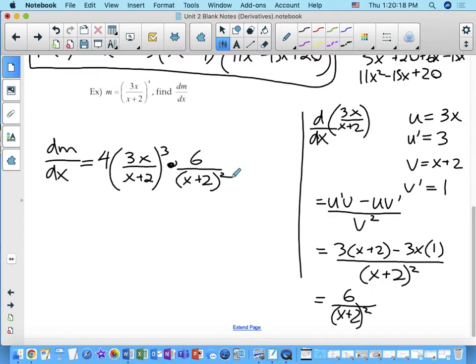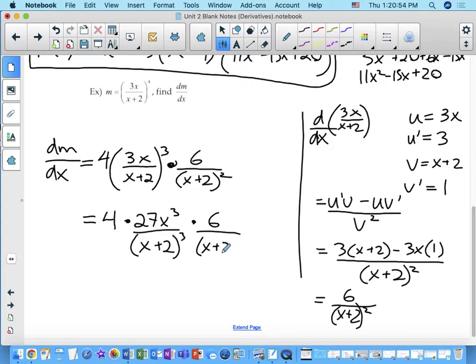Okay, and now I see a bunch of stuff that I can do here. I can see some common factors in the denominator. So if I distribute this cubed, right, not that I'm going to expand everything out, but I'm going to have 4 times 3x cubed is 27x cubed over (x plus 2) cubed. I can do that. That's not too hard. Times 6 over (x plus 2) squared.